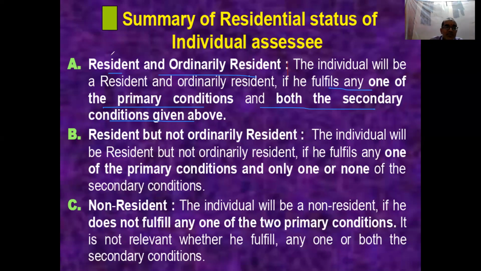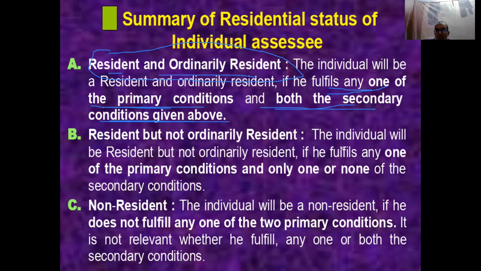So he will become resident and ordinary resident. Is it clear? In our example, he has satisfied one primary condition and two secondary conditions also. So in that case, the assessee will be treated as a resident and ordinarily resident in our country. Suppose in any other problem you may find resident but not ordinary resident.